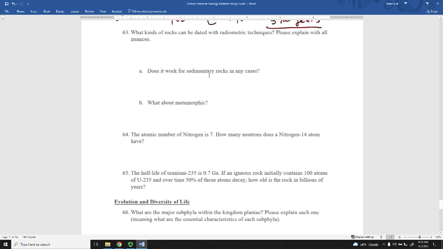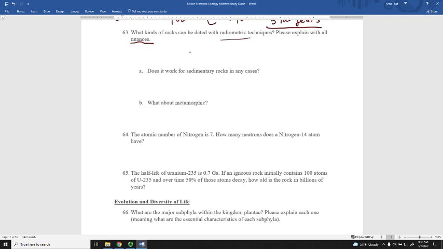So what kind of rocks can be dated with radiometric techniques? Okay. And you should explain with all the nuances. By the way, nuances are kind of like the little details, the little complicating details, in case you're not familiar with that vocab word, nuance. But anyway, what kind of rocks can be dated with the radiometric techniques?